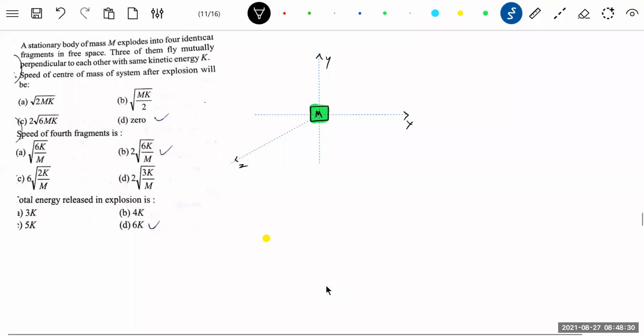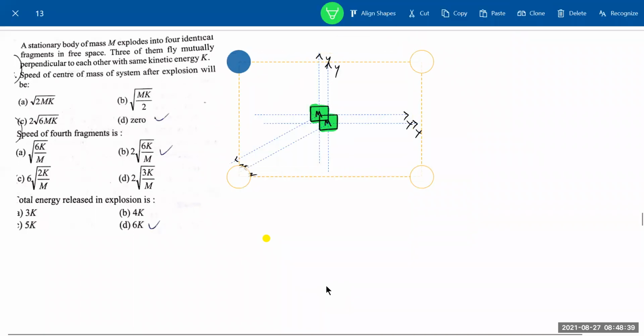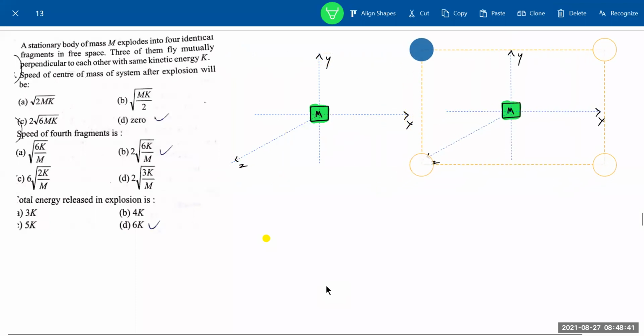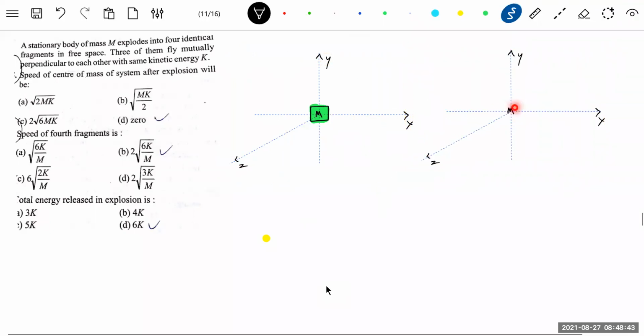y-axis, z-axis. Then it explodes here. So explosion. So what is explosion? Explosion is an internal phenomenon because what are the forces acting? The forces will be internal forces because of the chemical reaction, no? It's an internal force. So because of that, we'll get fragments.